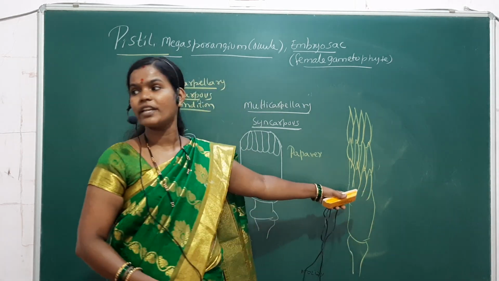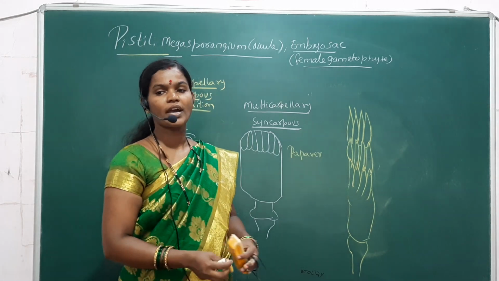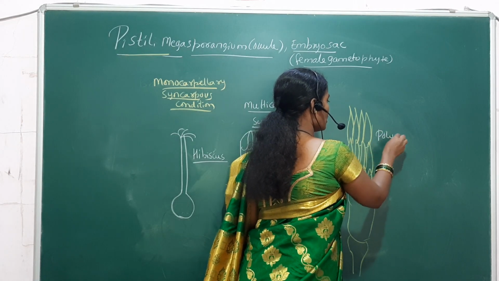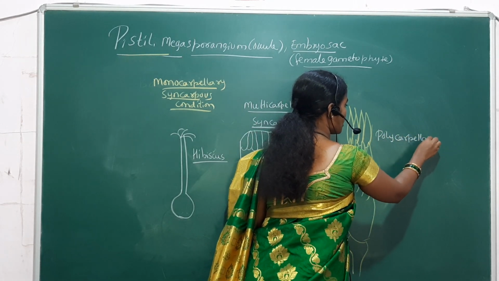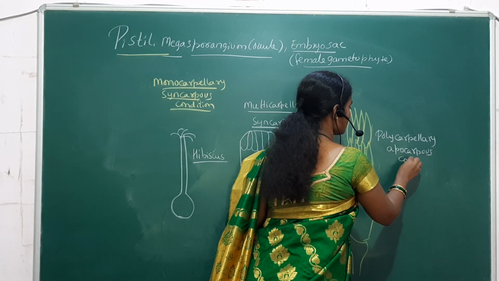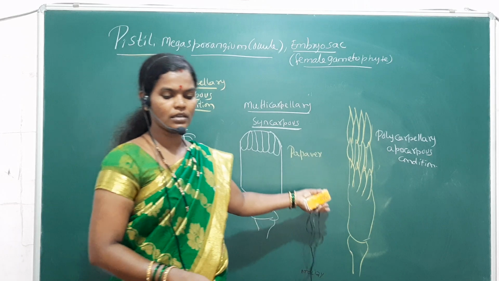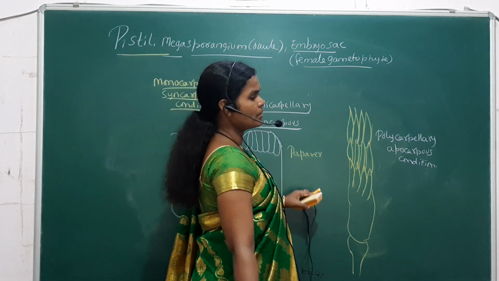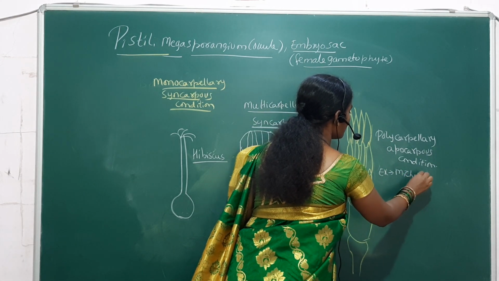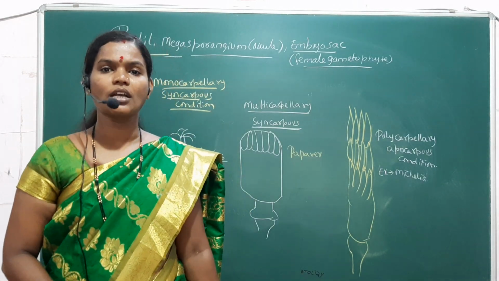So here you can see so many carpels, and these carpels are free in nature and they are present in a group, and that is called the polycarpellary apocarpous condition. So this is the condition here. For example, you can see here Michelia is the example. Once again you can give the example of Michelia.